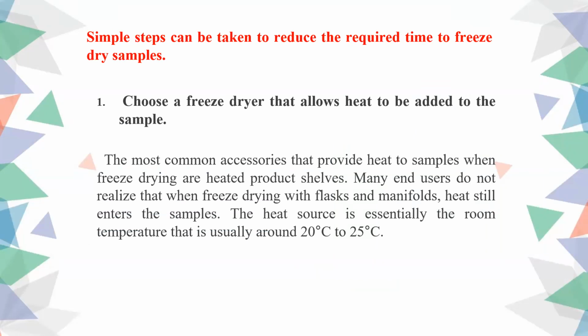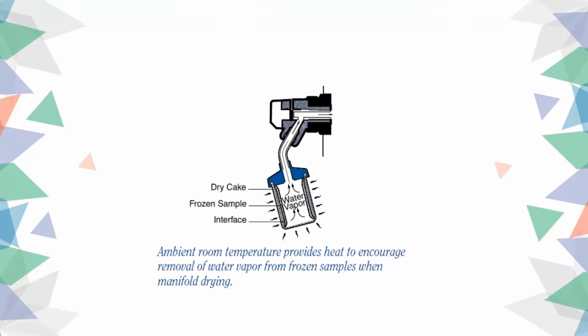The most common accessories that provide heat to samples when freeze drying are heated product shells. Many end users do not realize that when freeze drying with a flask and manifold, heat still enters the samples. The heat source is essentially the room temperature, which is usually around 20 to 25 degrees centigrade. That means room temperature plays an important role in freeze drying by providing a heat source to enable the removal of water from the flask that is attached directly to the manifold freeze dryer.